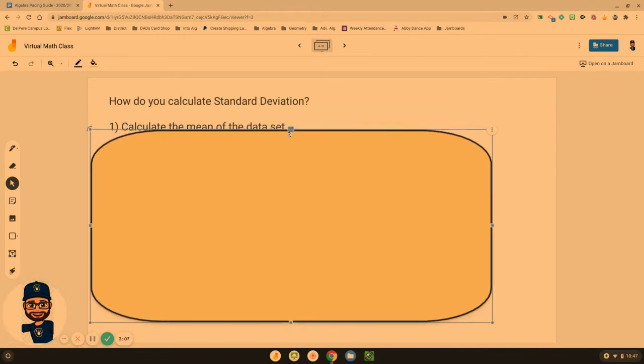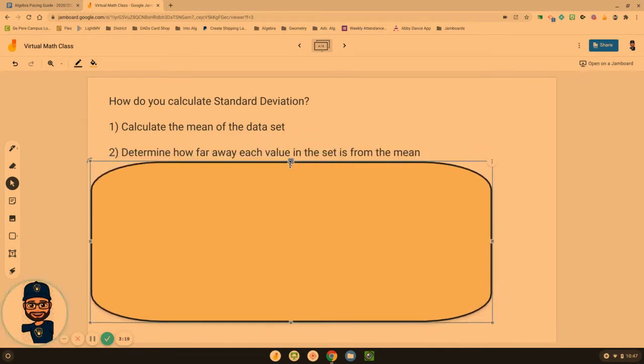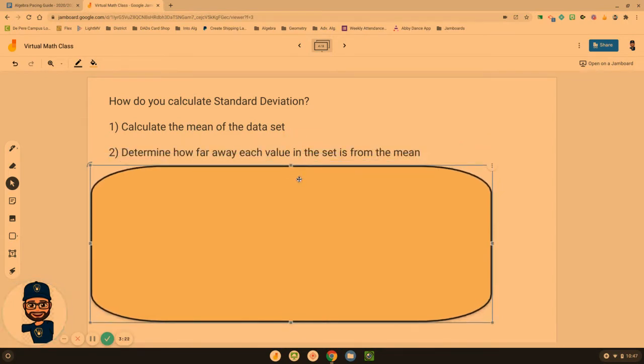The first step should be relatively easy. We take our data set and we just find the mean, right? We've been working on that. You know how to find the mean, so we should be good there. Once you find the mean or the average of that set, here's where it gets a little trickier. We then have to determine how far away each value is from the mean. If I have a mean of 10 and my number is 9, that means it's 1 away, right? So it's 1 away. And we're going to have to do that with every single number.